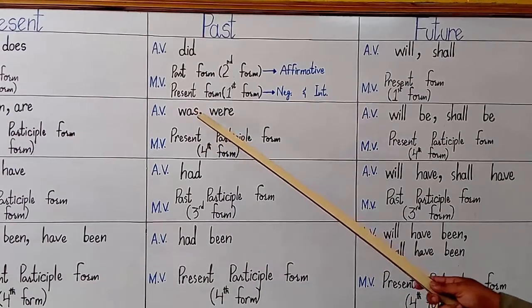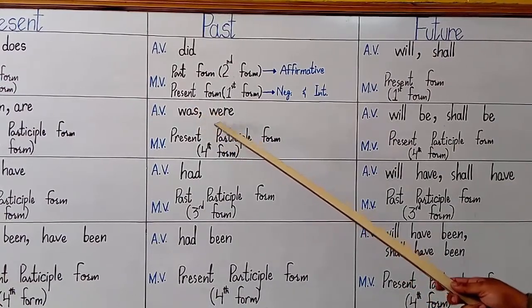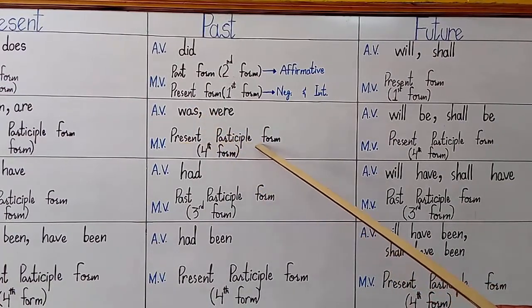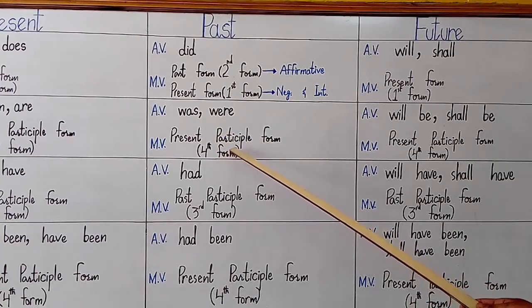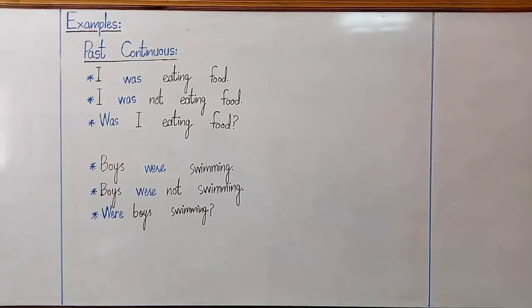In past continuous tense, we use was and were as auxiliary verbs, and we use present participle form, which means fourth form of main verb in this tense. These sentences are the examples of past continuous with the usage of was and were as auxiliary verb and the usage of present participle form of main verb, which means fourth form of main verb.